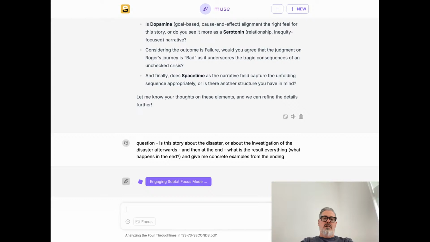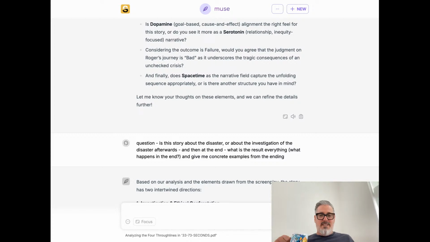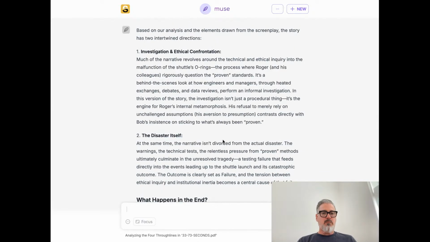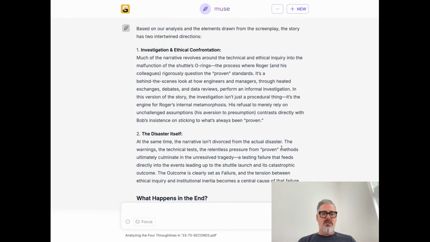So this is how I would analyze a script if I haven't even read it yet, trying to get the answers objectively, not my bias whether or not I liked it, but whether or not these dynamics are actually in it. Okay, it is afterwards. The process where Roger questions the proven standards behind the scenes look, the disaster itself.